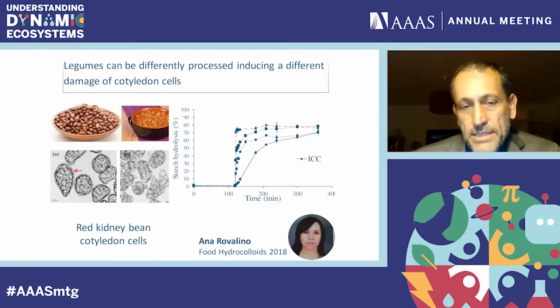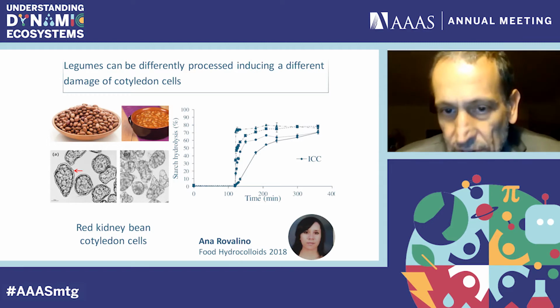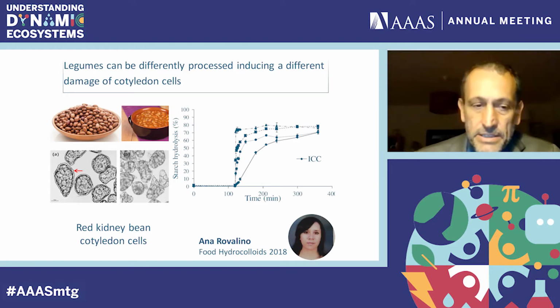And just to give you an example from one other of my PhD students, Anna Rovalino, you can see how with beans, she was able to obtain cooked beans with intact cells, with all the granules of starch within the cells. And when you look at the hydrolysis of starch from these different damaged red kidney beans cotyledon cells, you can see how the starch can be completely released or just released much more with a much slower kinetics. So this is also an interesting approach.